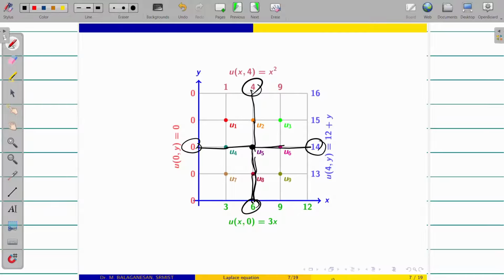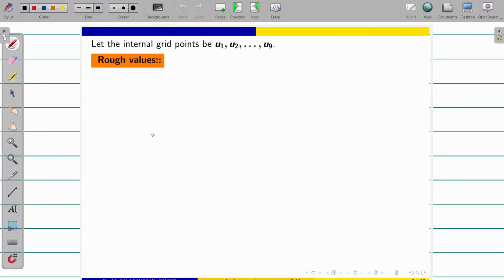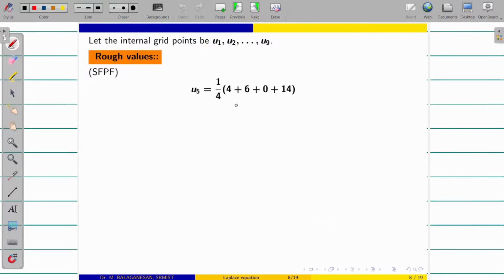Good. Now look at the rough values. I am finding U5. What will it be? I have done that. If you want to find U5, take those four corner values.